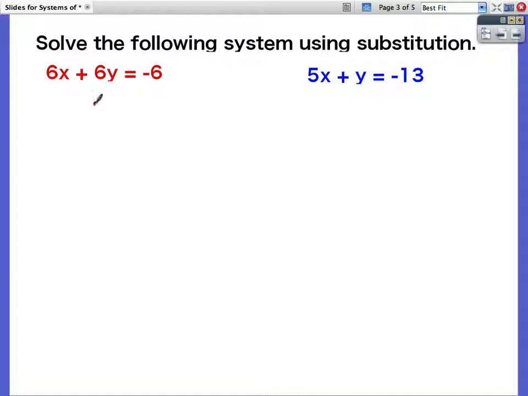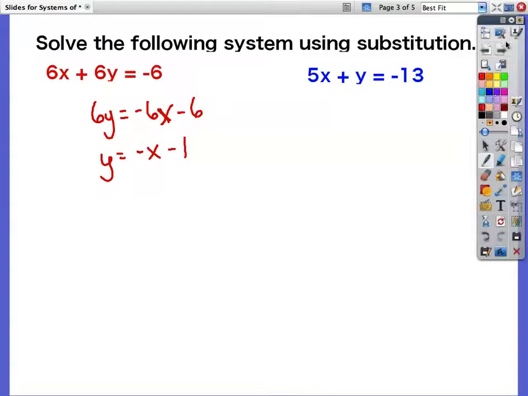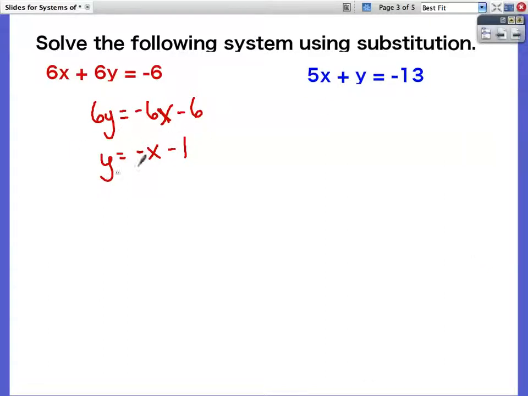But let's start by just getting 6y by itself. And now we can divide everything by 6. Like I said before, you could have done that first. It doesn't really matter. So we get y equals negative x minus 1. Okay, the next step is to substitute in what it says y is equal to. Notice this is a mathematical statement. It says that y is equal to negative x minus 1. So what I can do is plug that in for this y value here.